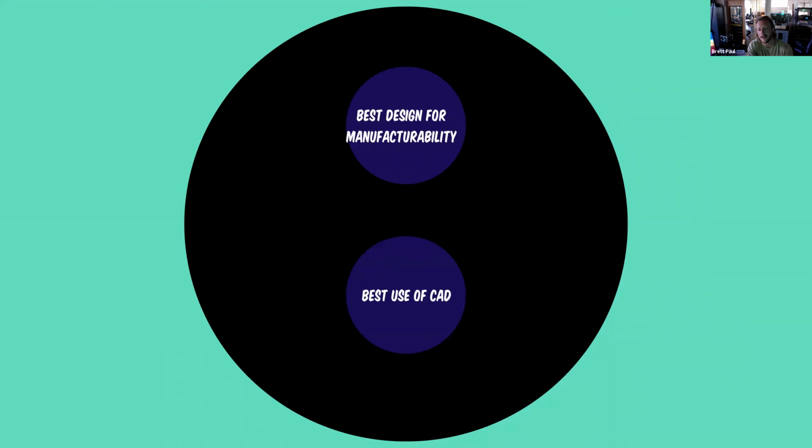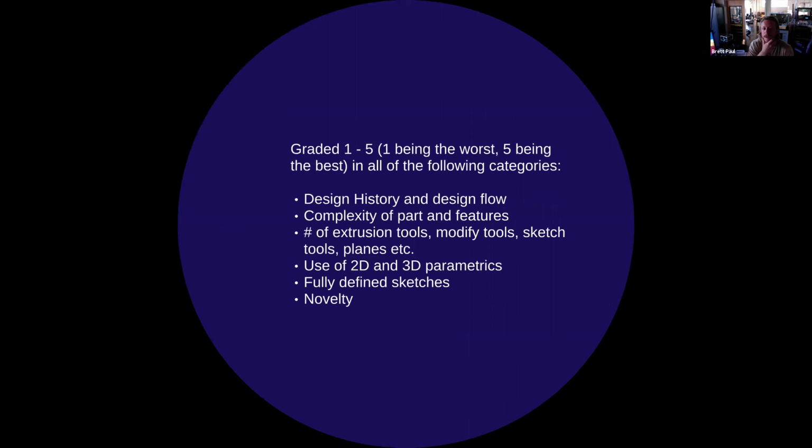For the best use of CAD, the other award for both topics, you're also going to be getting a score of 1 through 5 in these categories. First, your design history and design flow. There are several ways to end at the same product, but there are ways to do it cleaner, nicer, and more concise than others. So we're going to be reviewing the design history, that little bar at the bottom of Fusion 360. Again, the complexity of the parts and the features, the number of extrusion tools, modify tools, sketch tools, and planes that you use, that's all going to be accounted for in this. And the use of 2D and 3D parametrics.